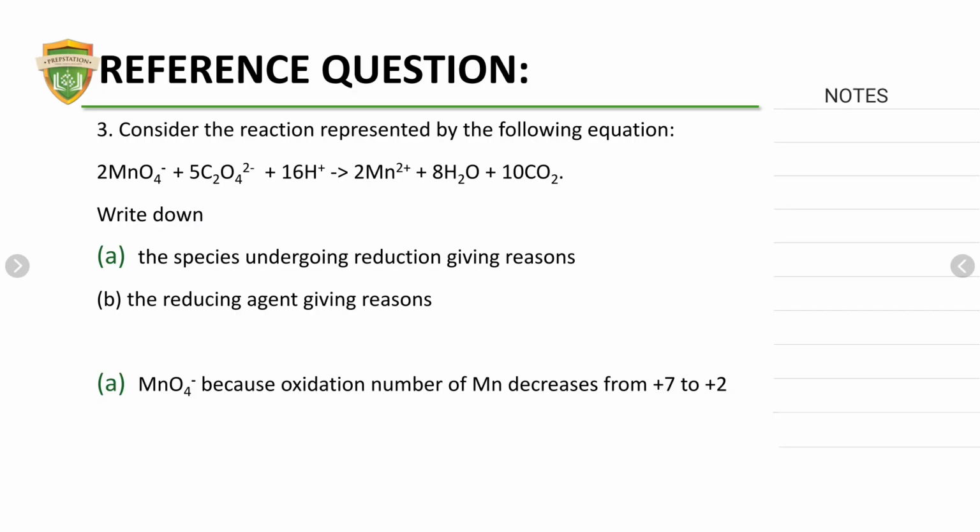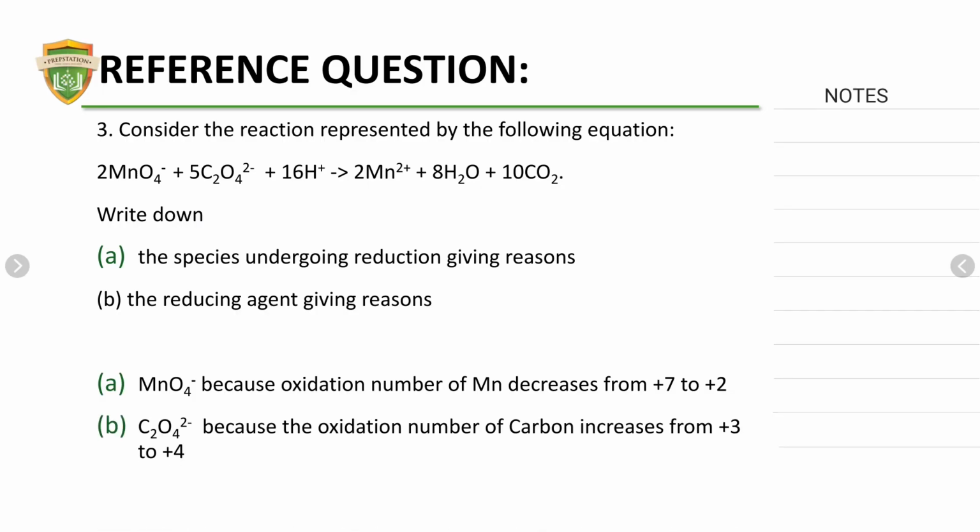Now, the next part of the question asks for the reducing agent, and to give the reasons. So this is my reducing agent, all right? Because from this point to this point is oxidation. So what causes that is your reducing agent, because the oxidation number of carbon increases from +3 to +4, and so on and so forth. So it's very easy. Just don't rush in this kind of question. Take your time, analyze it before you pick your answer.